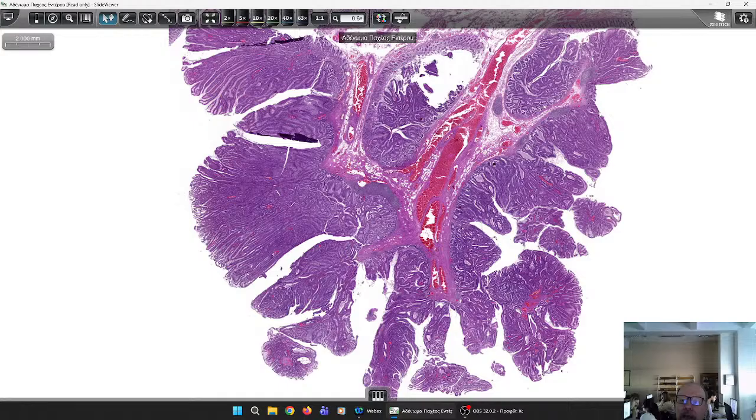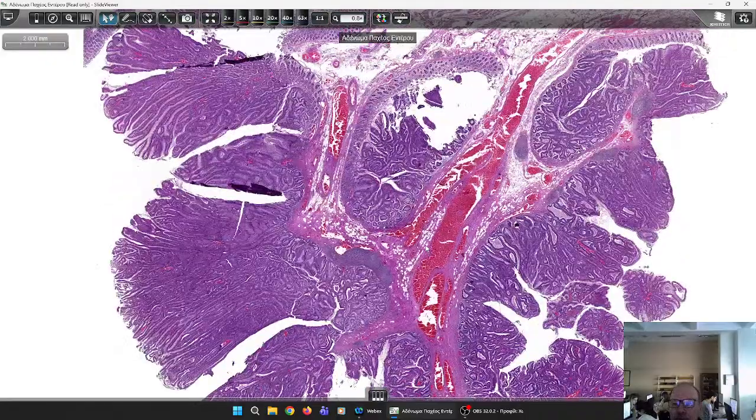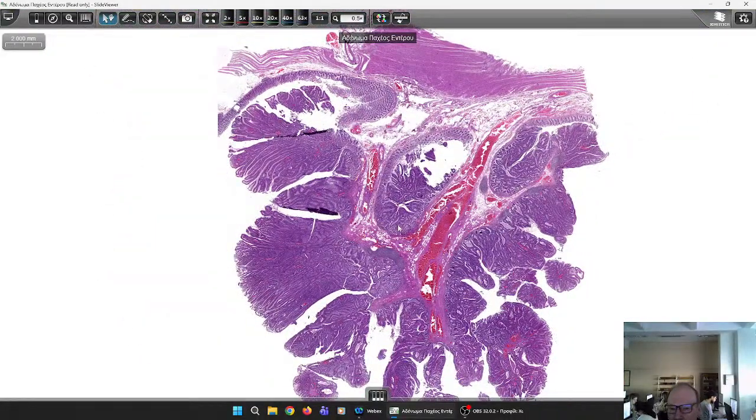But what happens here in the submucosa, this is true invasion, not pseudo-invasion, like this well-rounded projection of the adenomatous mucosa in the stalk. This is not true invasion. There is no irregularity, no desmoplasia. This is just a projection in the submucosa, not true invasion.